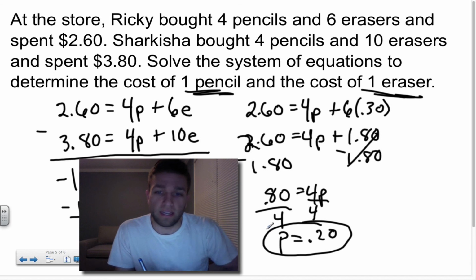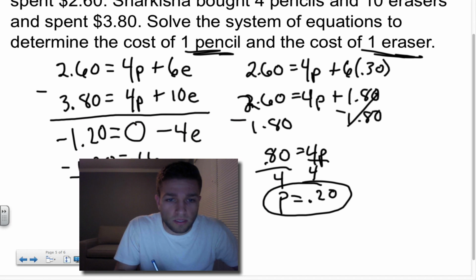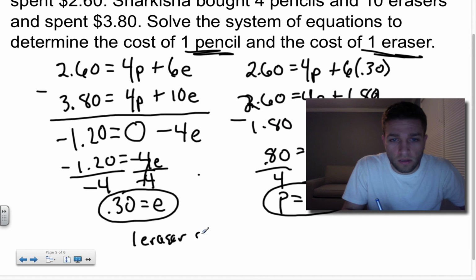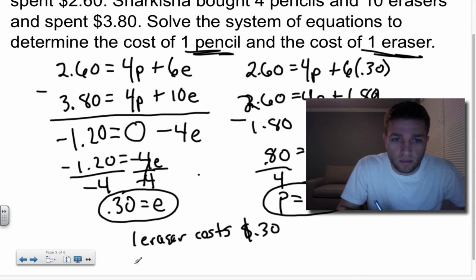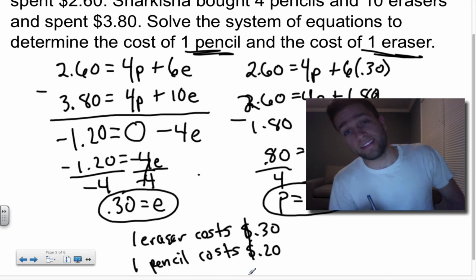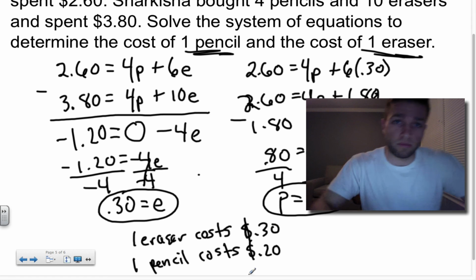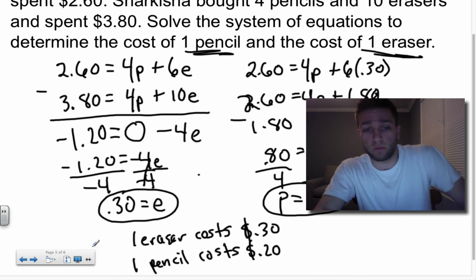Obviously, I want you to write out your answer. So, 1 eraser costs 30 cents. 1 pencil costs 20 cents. All right, always be complete with your work, and that's that. I'm not going to do another word problem because if you can set up an equation, it's just math after that, and I think we're getting to the point where we're good at that.